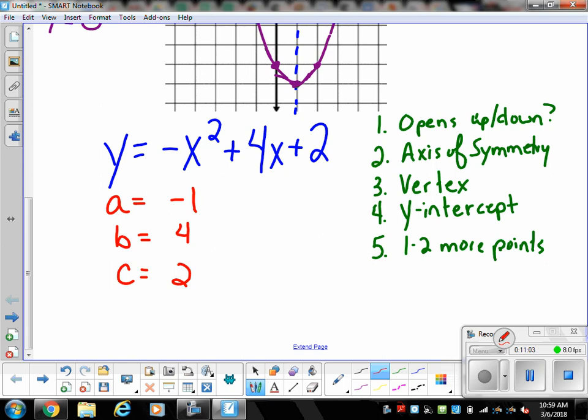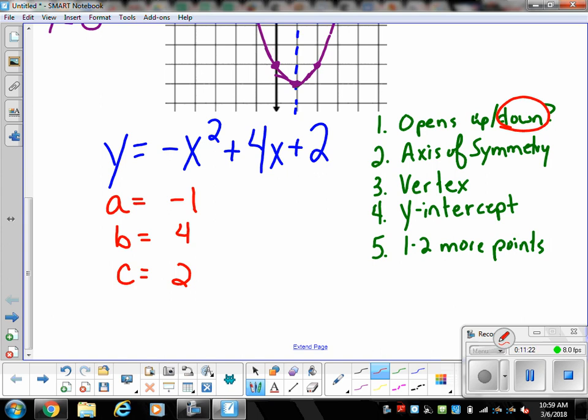Okay, now let's get into these questions over here. Is our parabola going to open up or down? Down. Why is it going to open down? Because a is negative. A is less than 0. And so it's going to open down.